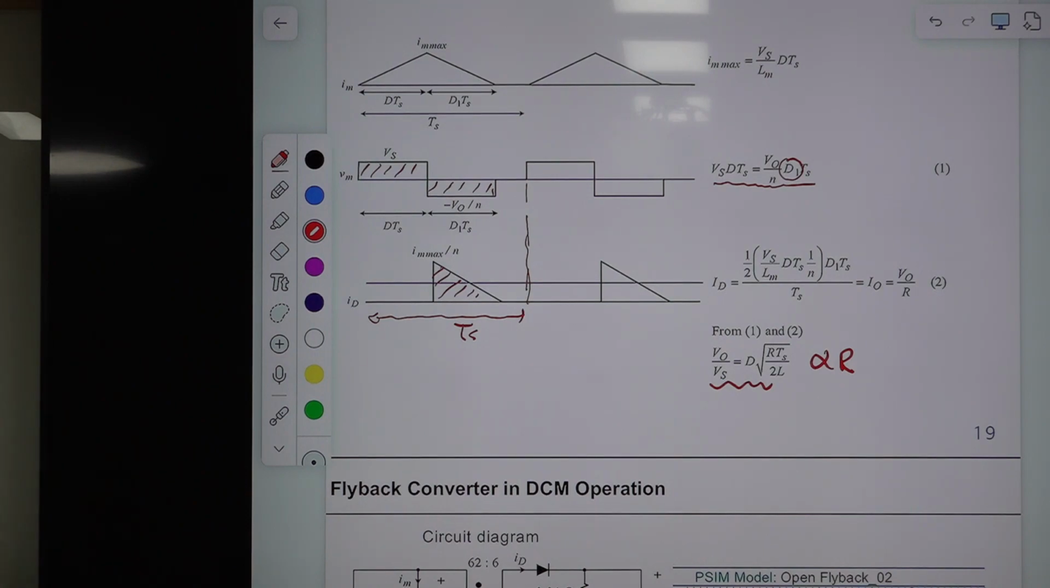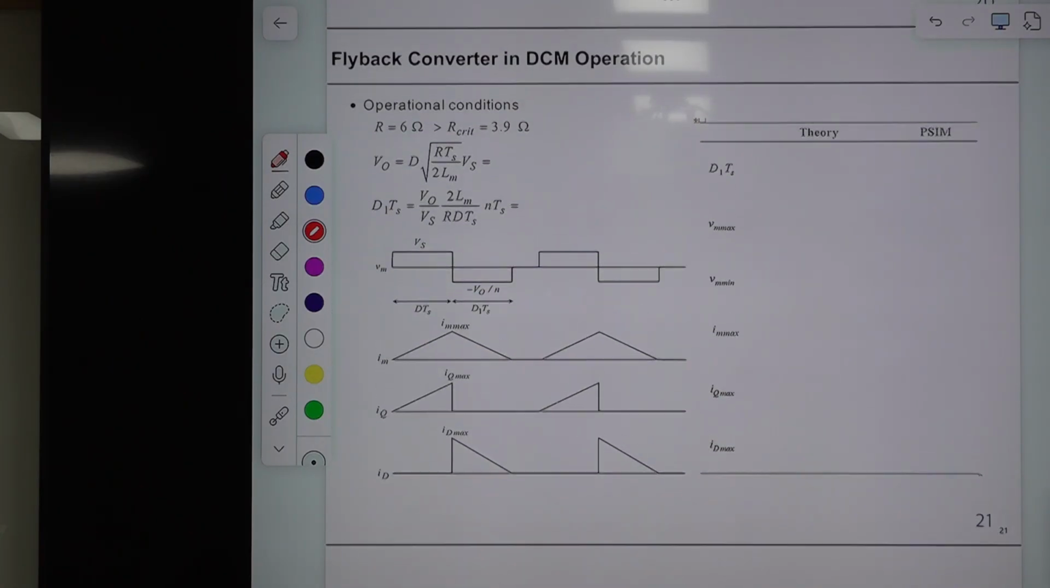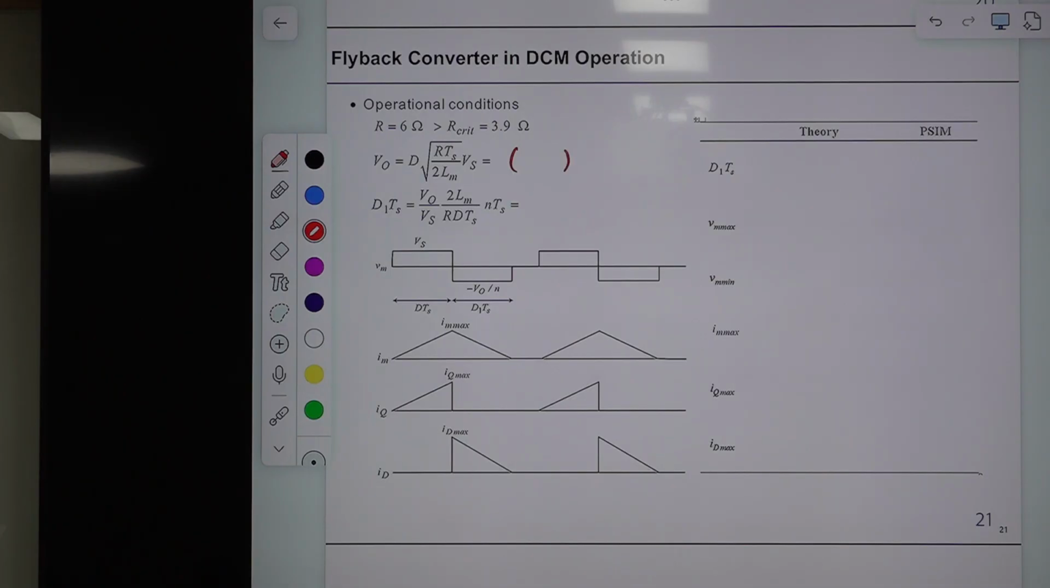It is the same as the buck-boost converter, except for the turns ratio. Another homework is this one. I already calculated this. This R critical is this one. You calculate this, everything is known. Then fill in the blank, fill in the parentheses.